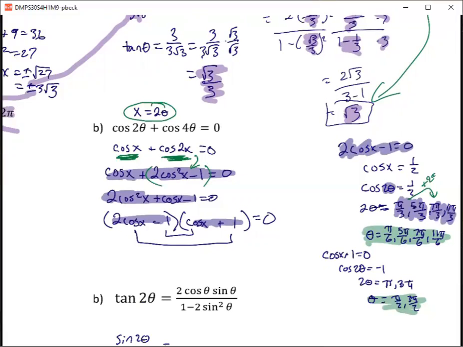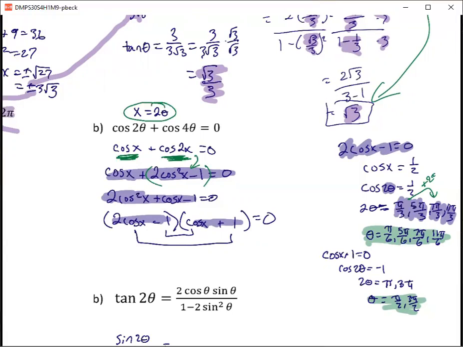And once again, my pen just kind of cut out on me. So you add 2 pi to each one of those. All right, then don't forget, we still have the cosine of x plus 1 equals 0, which is what we have down here. So the cosine of x plus 1 equals 0.